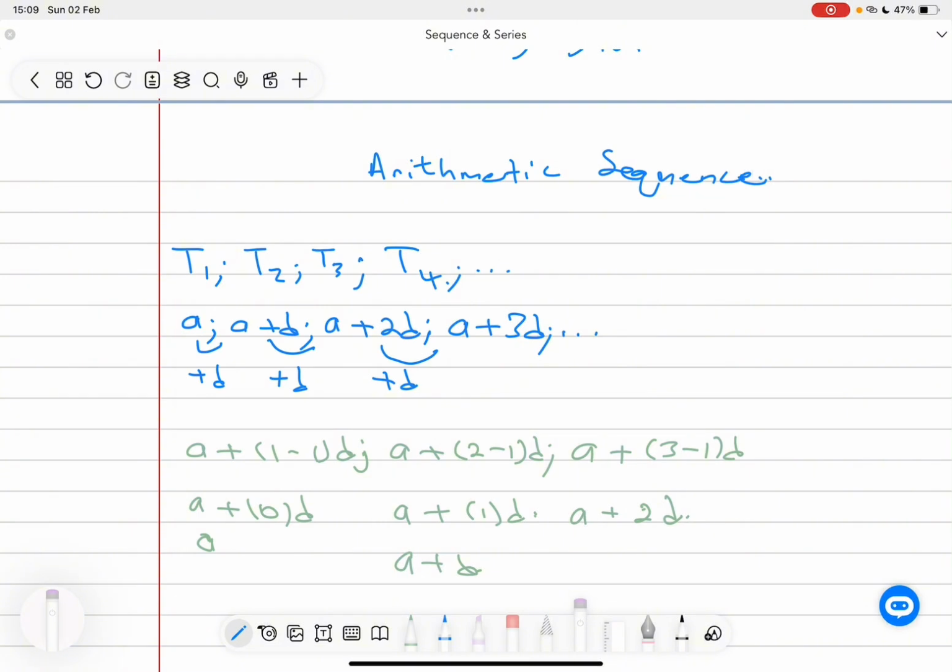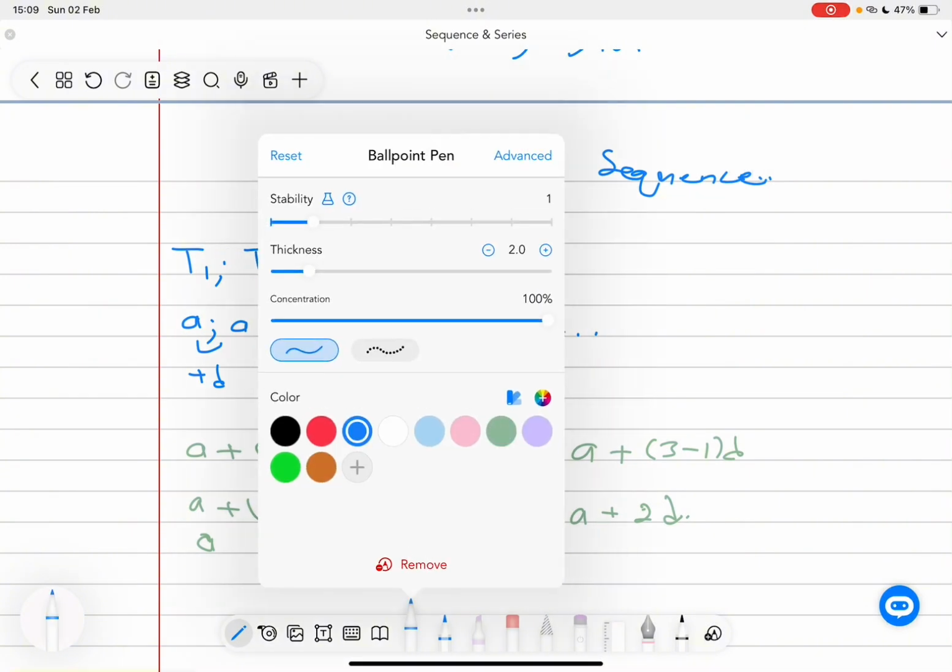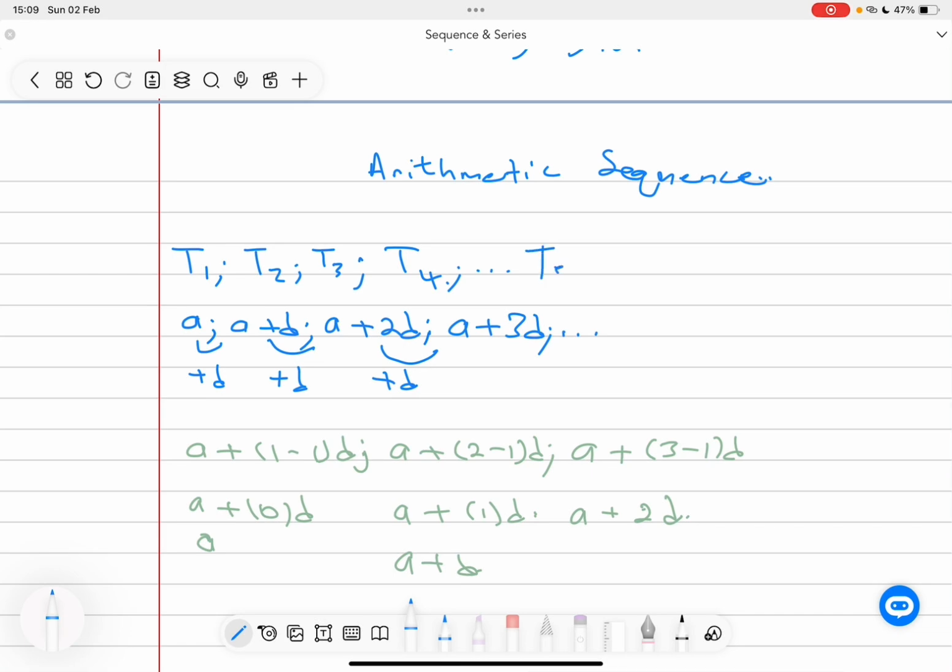I can continue this sequence such that here I have T5, let's say, for instance. This means that here, if I were to write this term, I will say it's an A plus 1 less the number of terms, 5 minus 1, and that will actually give me a 4D. It's a pattern that an arithmetic sequence displays all the time.